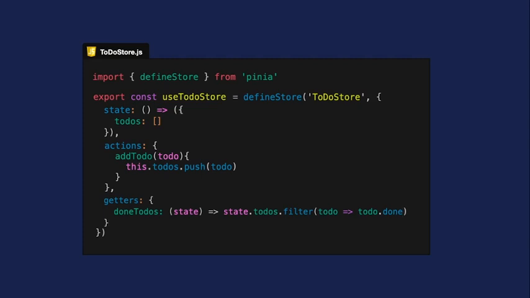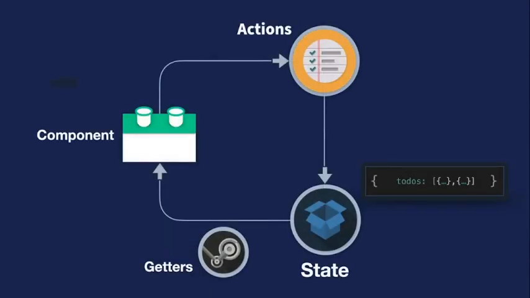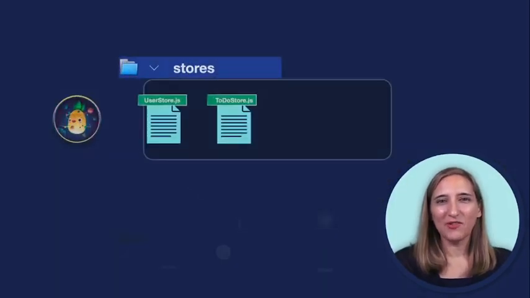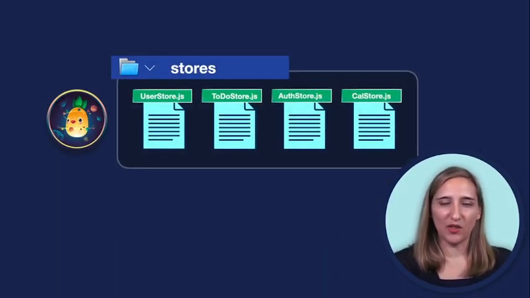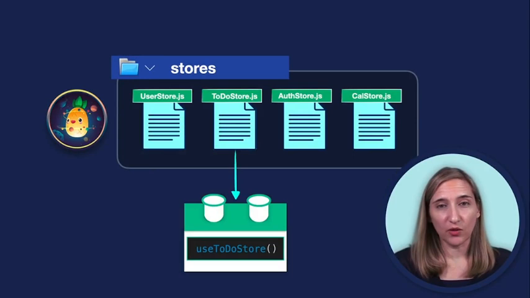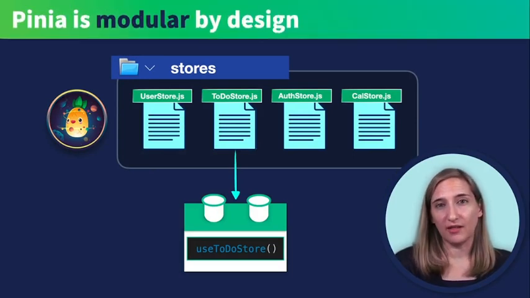Using this demo to-do store as an example, how might this look in motion? As you can see from the component we call the add to-do action, which adds the to-do into our state. And if we want to get only the to-dos that are done, we could use our done to-dos getter to retrieve them. Hopefully with that you're getting a clear idea of how Pinia works. Another reason it's so great is that it's modular by design.